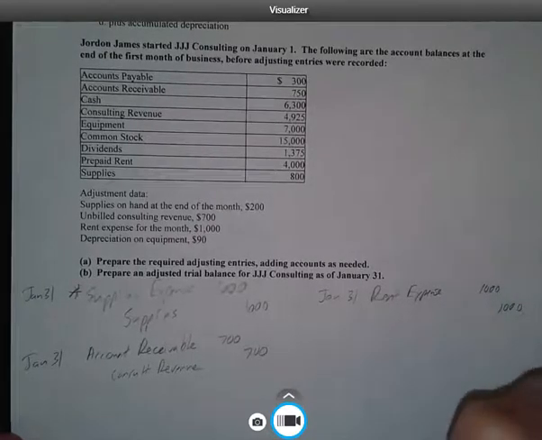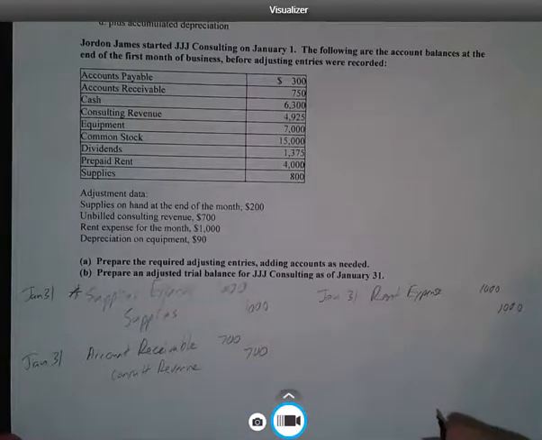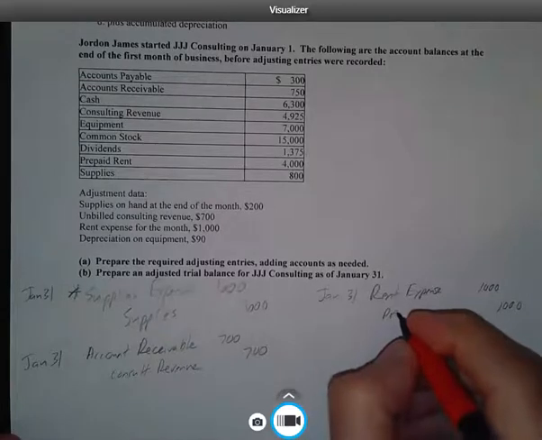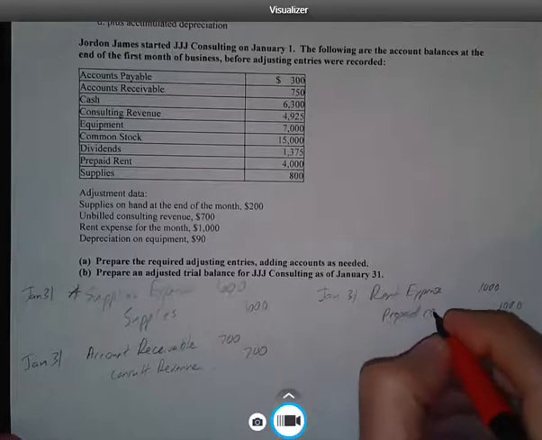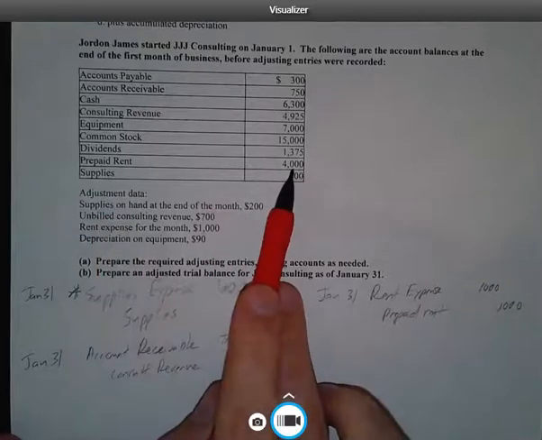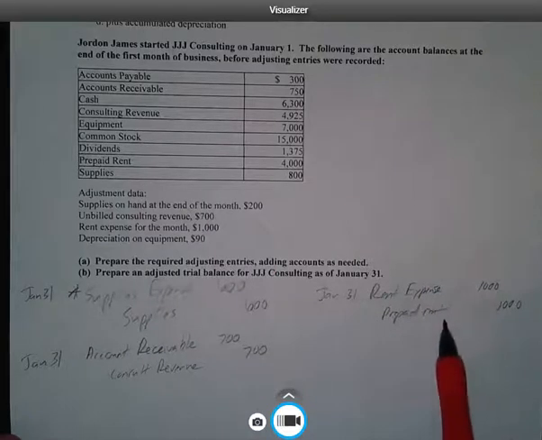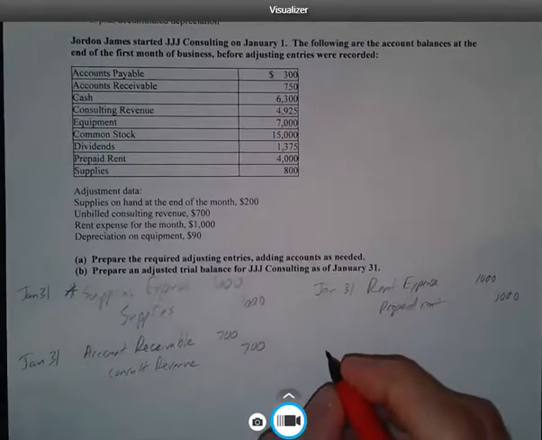Rent expense. And what we have to see here is, are we paying cash? I don't think we are, because we have an asset called prepaid rent of $4,000, but we're going to reduce that down by $1,000. So right now this prepaid rent has a debit balance of $4,000. Once we execute this journal entry, it's no longer going to be at 4,000, is it? It's going to be less, it's going to be 3,000. We'll get to that in a moment.